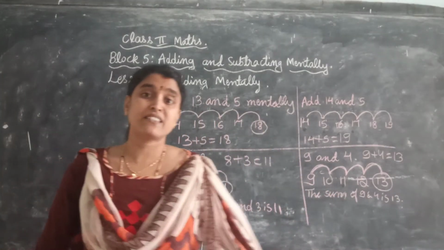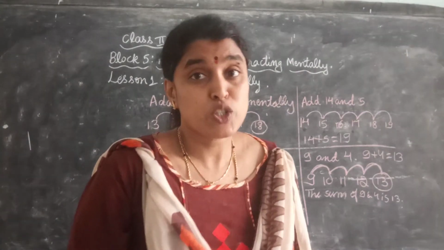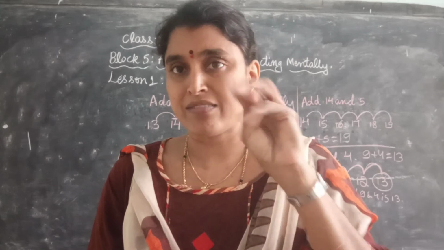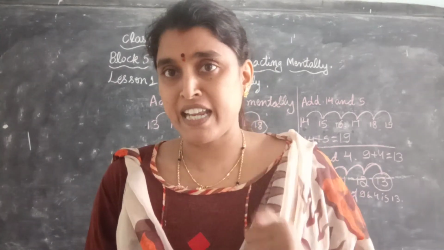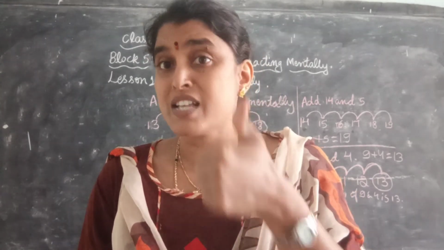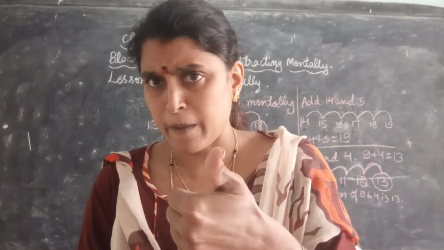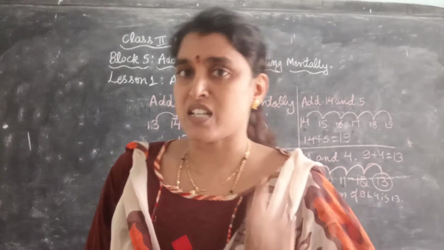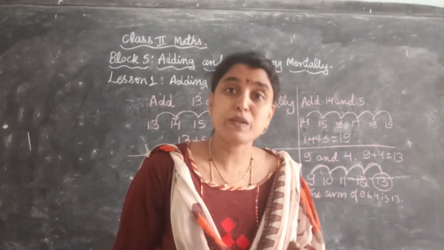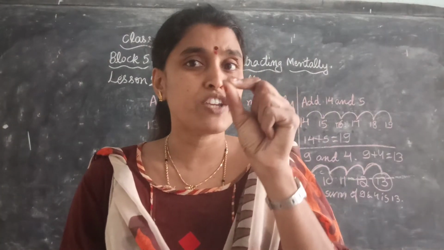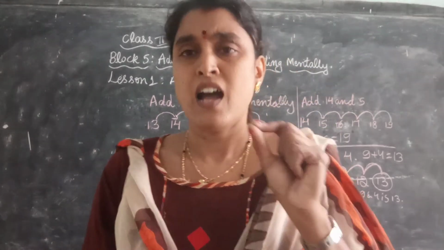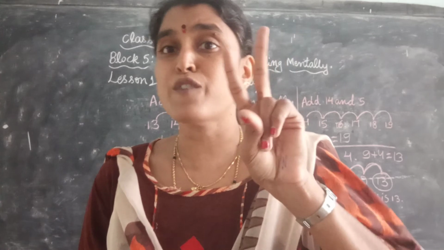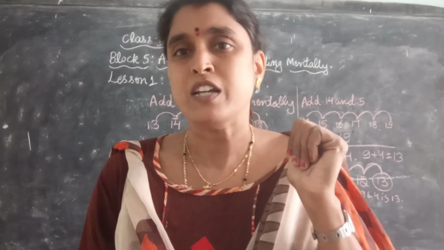Children, like this we can add two numbers by counting forward by following the 3 steps. Once again I will repeat. Step number 1 is always start from the bigger number. Step number 2 is count forward as many times as the smaller number, and step number 3 is the last number we count is the answer. Children, easily we can find the sum of two numbers by counting forward.